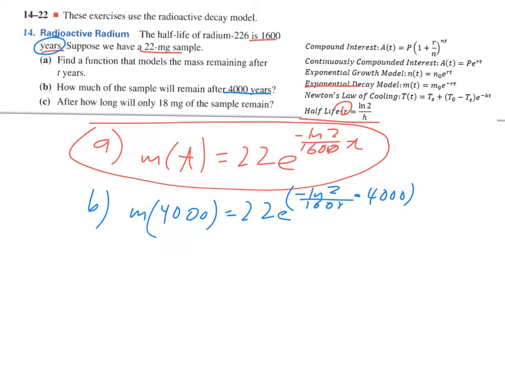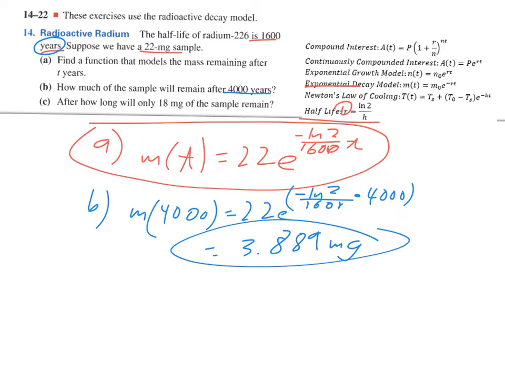Okay, so that'll be my calculation there. So I just got to type all of this in. E to the negative ln2 divided by 1,600 times 4,000. All right, so this comes out to 3.889 milligrams.